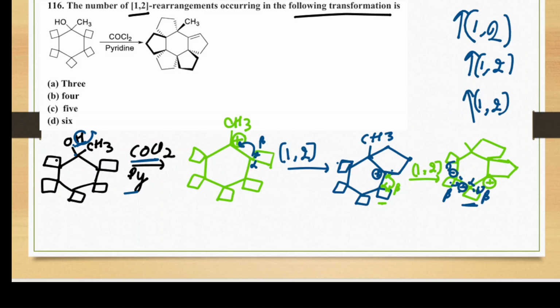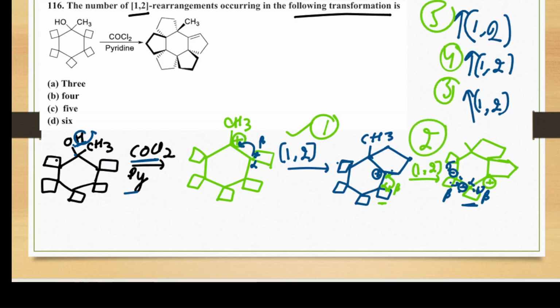So how many 1-2 rearrangements have we done? 1, 2, 3, 4, and the 5th one. So to open 5 of these 4-membered rings that were given to us, 5 rearrangements will be taking place. So the correct answer will be option C for this one. You can do the openings yourself. I have told you the mechanism, how it is going to proceed.